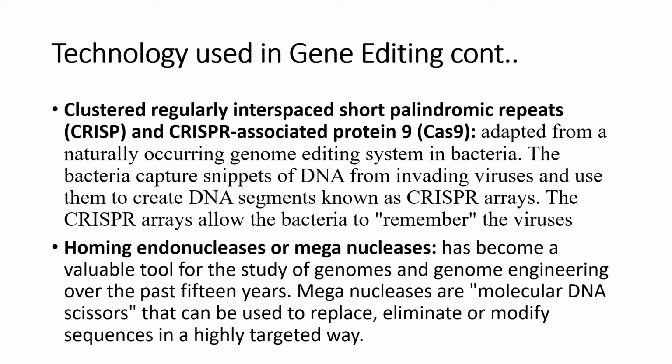Some other technologies used include CRISPR. These are adapted from naturally occurring genome editing systems within bacteria. The bacteria captures snippets of the DNA from invading viruses and uses them to create DNA segments known as arrays. These arrays allow the bacteria to remember the virus. If that virus attacks again, the bacteria produces RNA segments from those arrays that target the virus. That bacteria then uses Cas9 or a similar enzyme to cut the DNA apart, which resembles scissors.